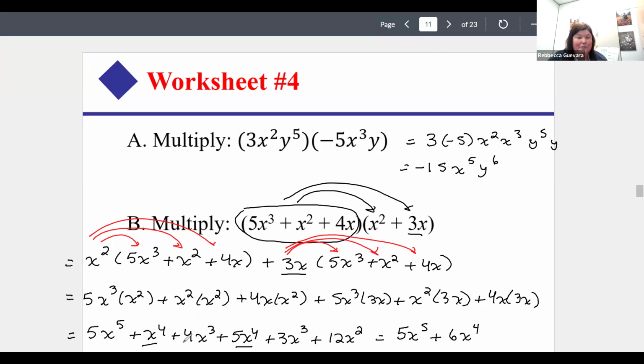We have an x cubed and an x cubed together. So if we add those, we're going to end up with plus 7x cubed, and then we have the 12x squared.